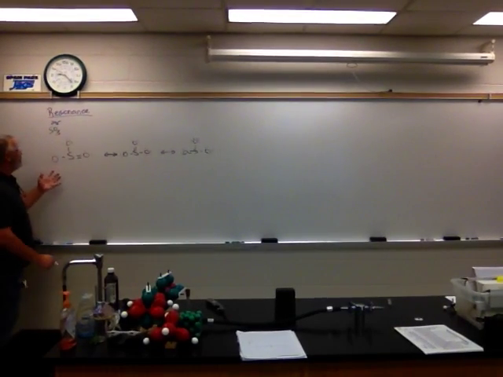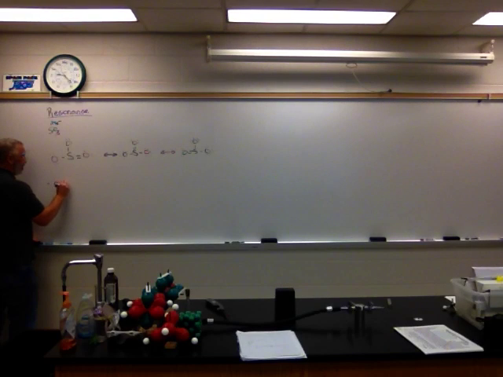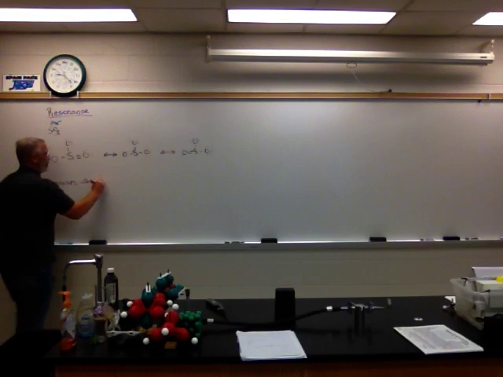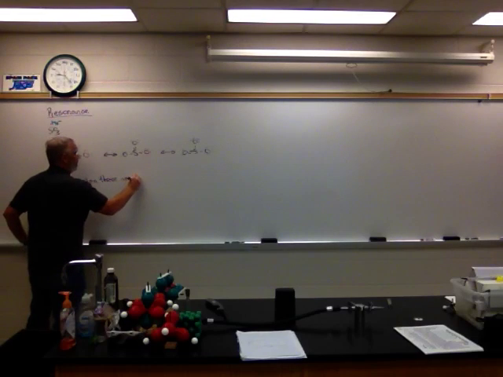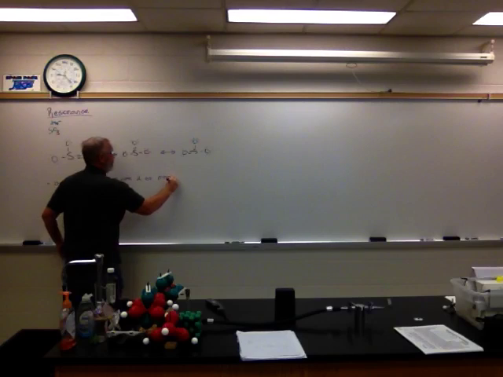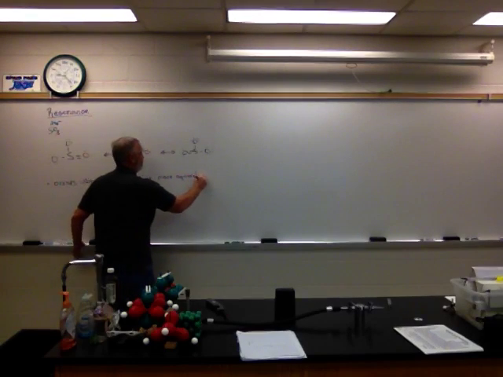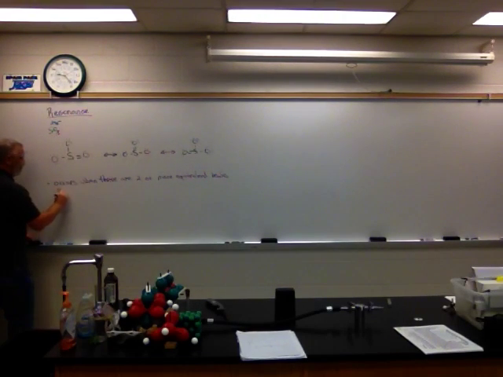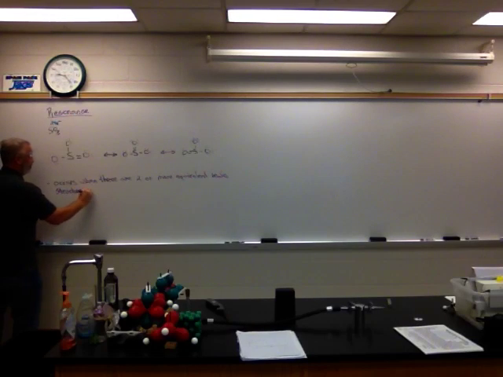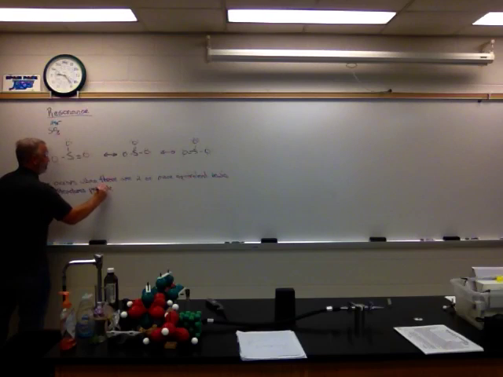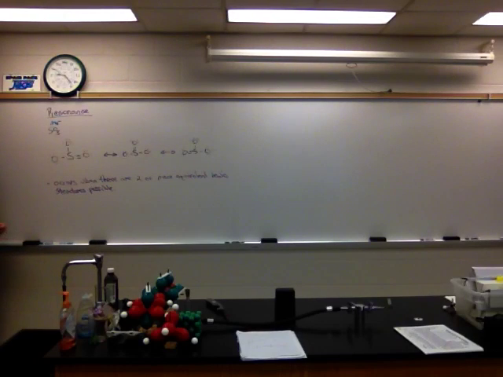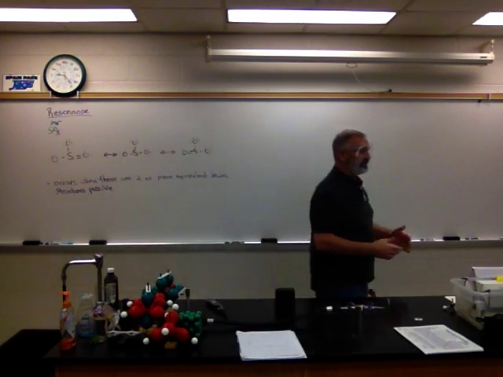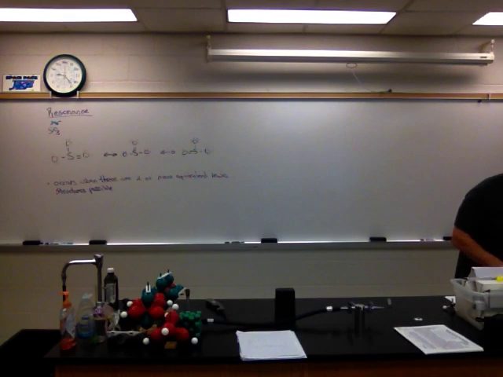This is what we're going to call resonance, and it occurs when there are two or more equivalent Lewis structures possible. And there's two or more. In this case, there's three. So what's happening in this case? What's really going on? Well, the reality is that we're having a multiple overlap.